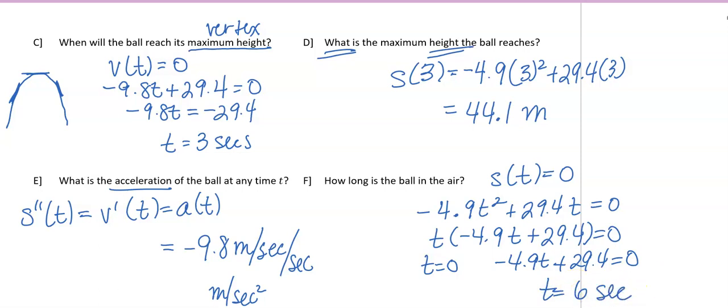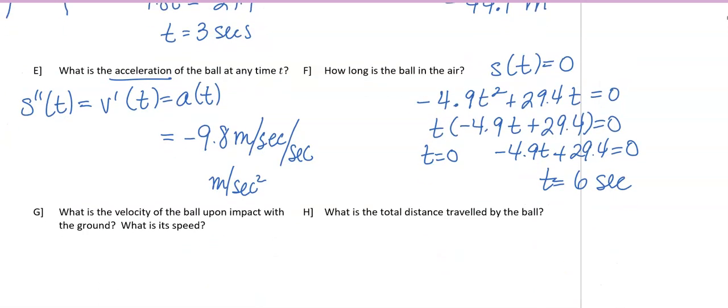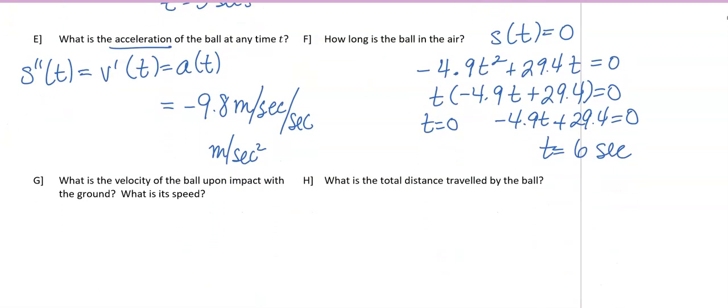Now, it's a coincidence because it starts off at the ground. You do have symmetry. Do not always assume that it's double where the vertex is. So the ball's in the air for 6 seconds.